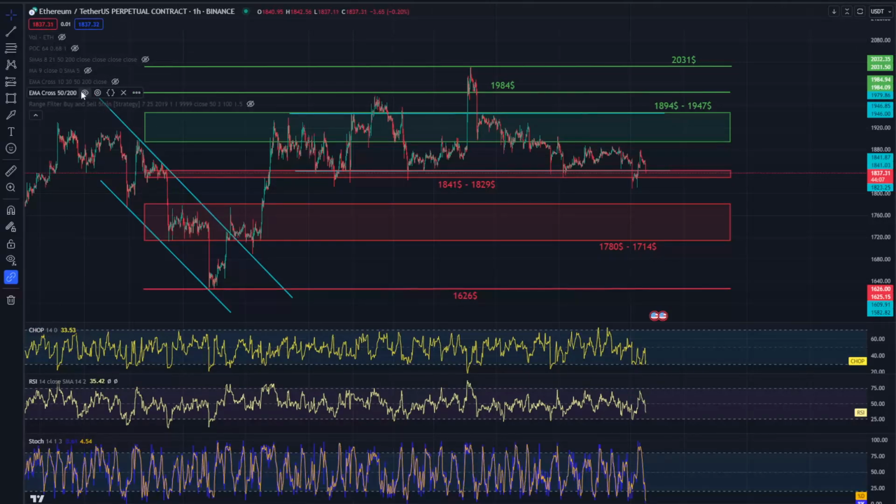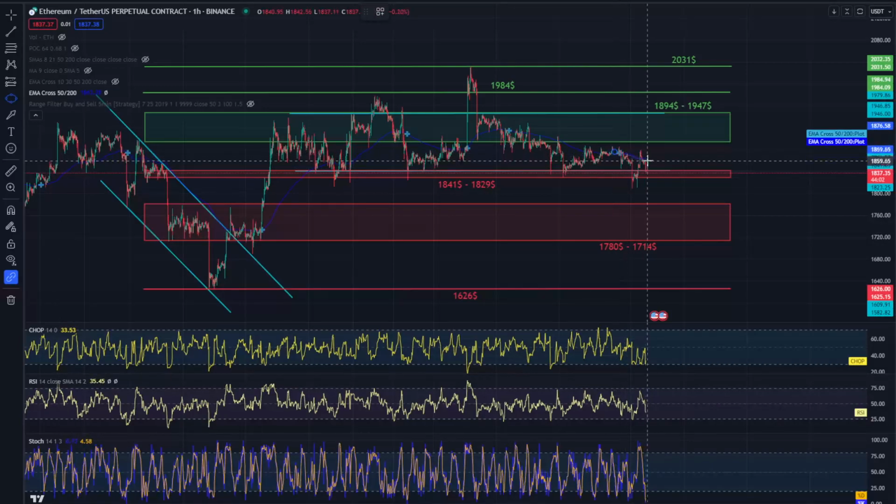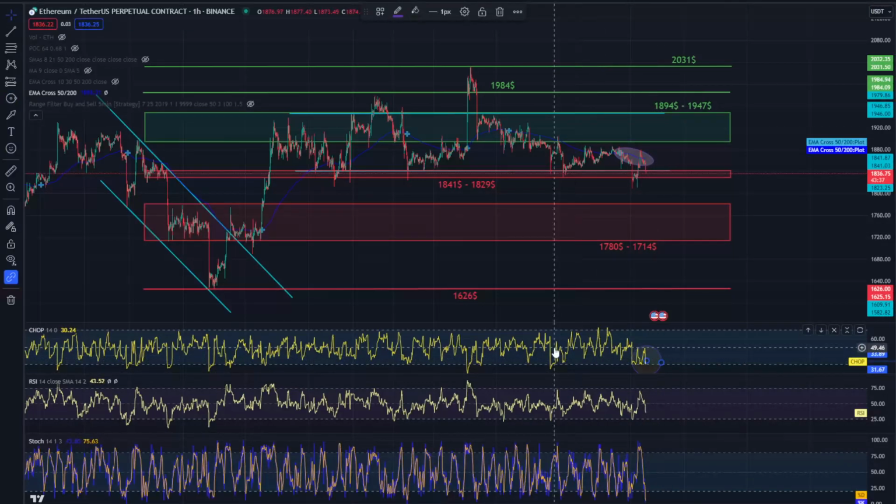When we turn on the EMA cross 200, we see that the price made an attempt to return to the uptrend, but it failed and we quickly fell below the EMA cross 200. The CHOP index indicates that the energy is almost depleted. The RSI has a strong rebound, but there is still room for us to go lower. The stock index indicates that the energy is depleted at the moment, so we can see a temporary sideways trend.